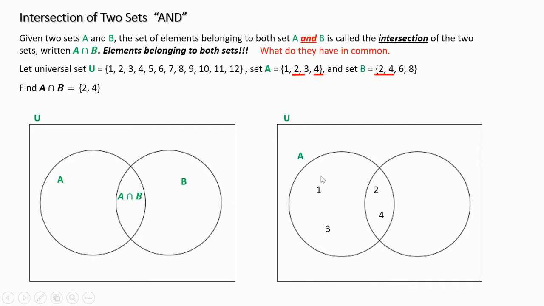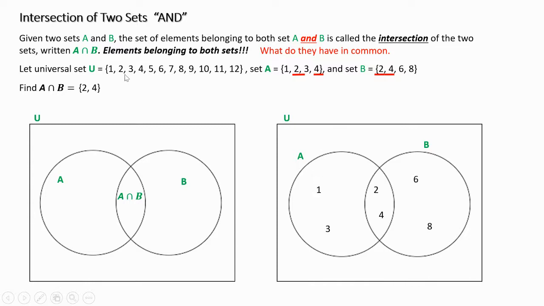The key thing here, guys, is to always start where they intersect. And then you get the elements of set A, and then you get the elements of set B. So for set B, we have 2 and 4, so what's missing will be 6 and 8.